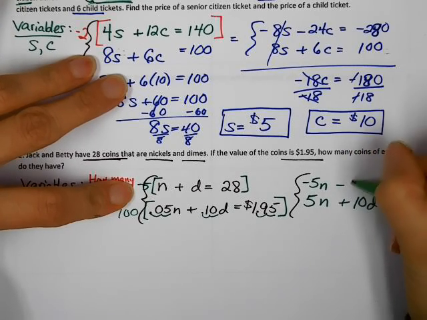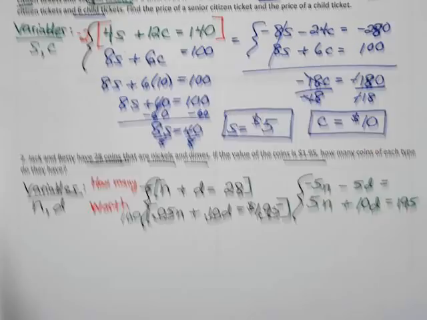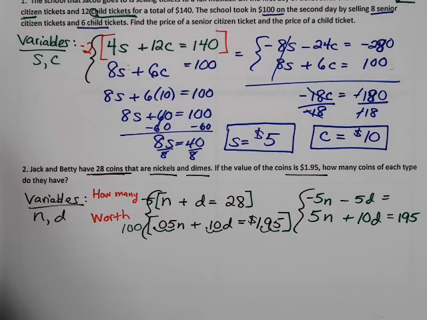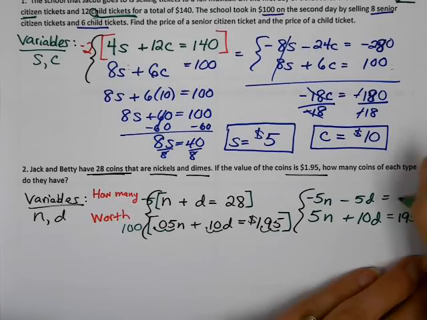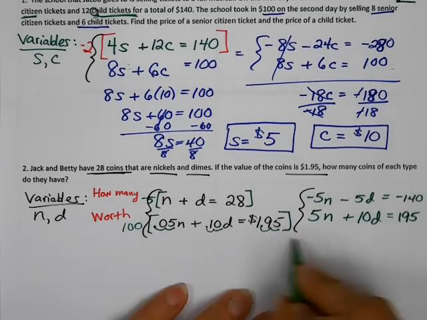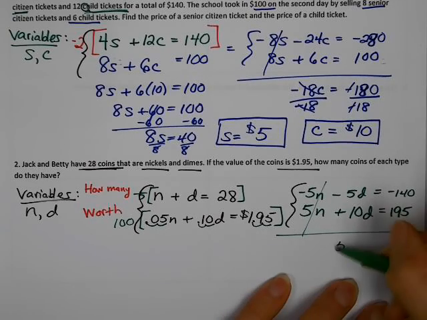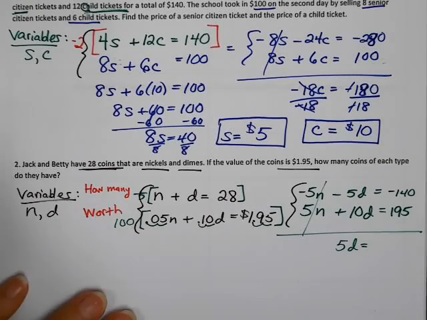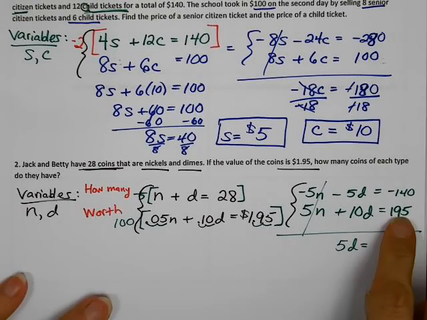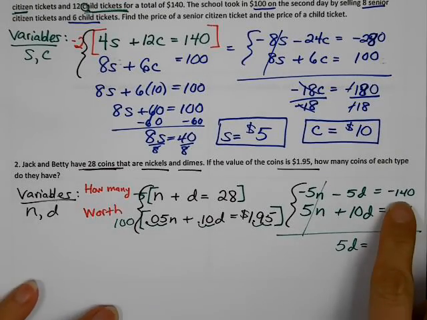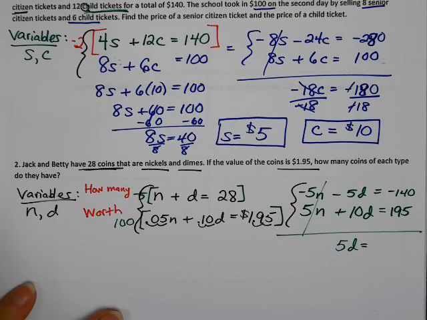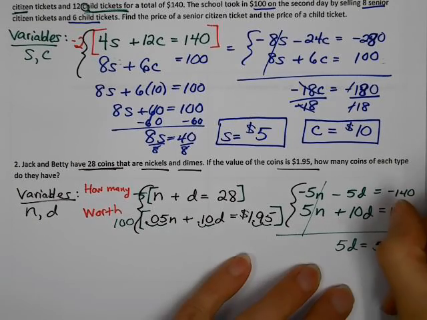-5n minus 5d, and 28 times a -5 is going to be -140. Okay, so now we can go ahead and eliminate. 10 minus 5 is 5d, and 195 subtract -140 leaves us with 55.